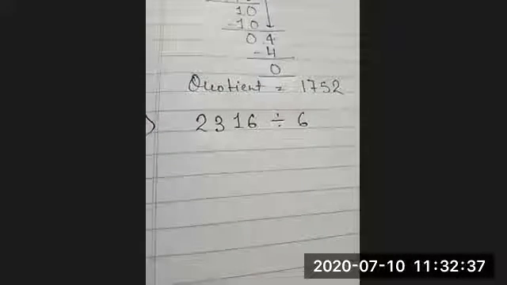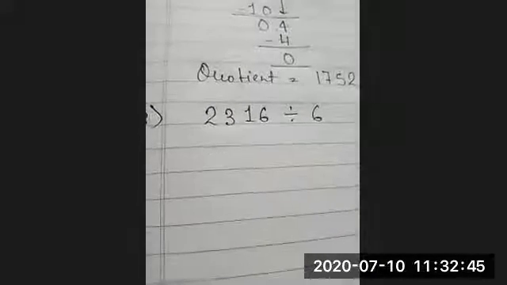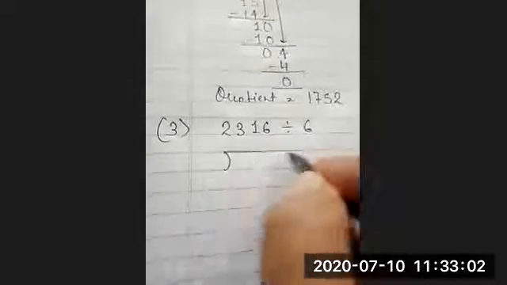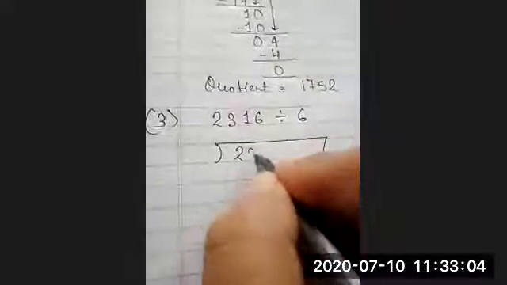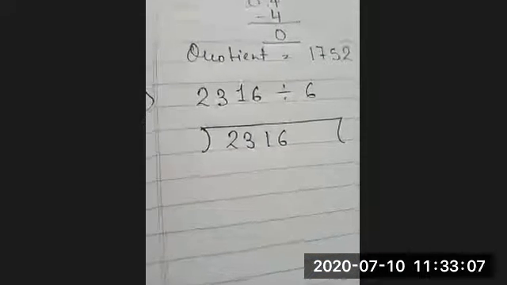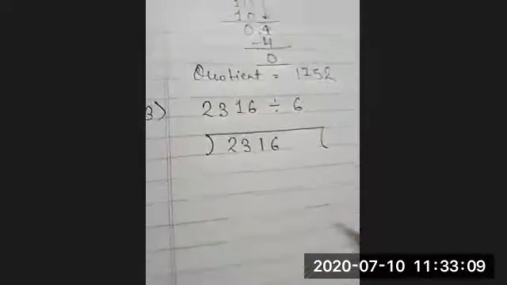Yes, Suryansh Prasad. Tell me what is the dividend in question number 3? Ma'am, 2316. And what is the divisor? Ma'am, 6. Very good. Now let's divide it. 2316 we will write here. After that 6 will be here.